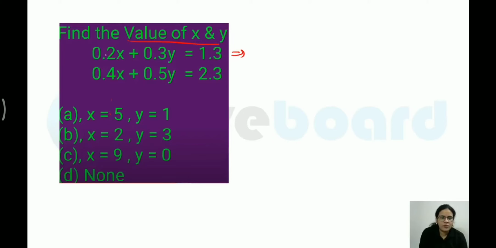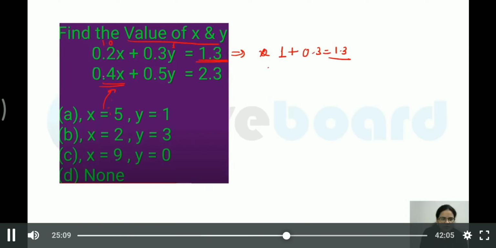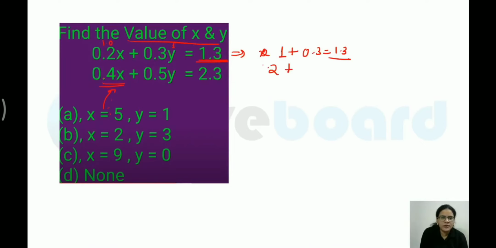So 5 into 0.2, 5 2s are 10. You have to put the decimal also, so it will become 1.0. Here also y you substitute, it is 1. If you calculate y is equal to 1, this will be 0.3. What I am getting is 1.3. That is what I want on the right hand side. Check it for the second one. Put x equal to 5. 5 4s are 20, so this decimal is also there, so you will get 2. Next value 0.5. You are getting 2.5. You want 2.3. So this is not possible. First one is not possible.